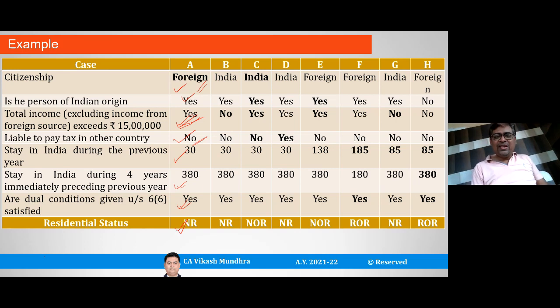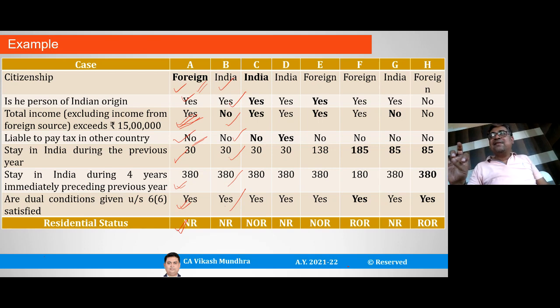Number two, I highlighted citizenship now of Mr. B is in India. Is he a person of Indian origin? Yes. Total income exceeds rupees 15 lakh? No. Liable to pay tax in any other country? No. Since stay in India during the previous year 30 days and 380 days and dual conditions are satisfied? Yes. Still, he will be considered as a non-resident.